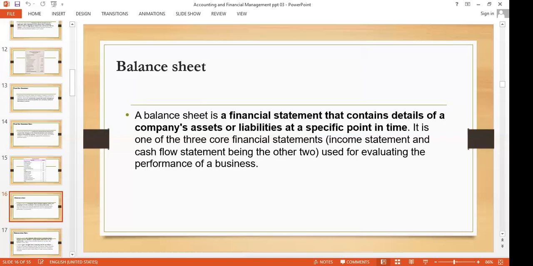A balance sheet is the financial statement that contains details of a company's assets or liabilities at a specific point in time. It is one of the three core financial statements used for evaluating the performance of a business. All the parties can go through our financial statements and get an idea of our financial performance in future.